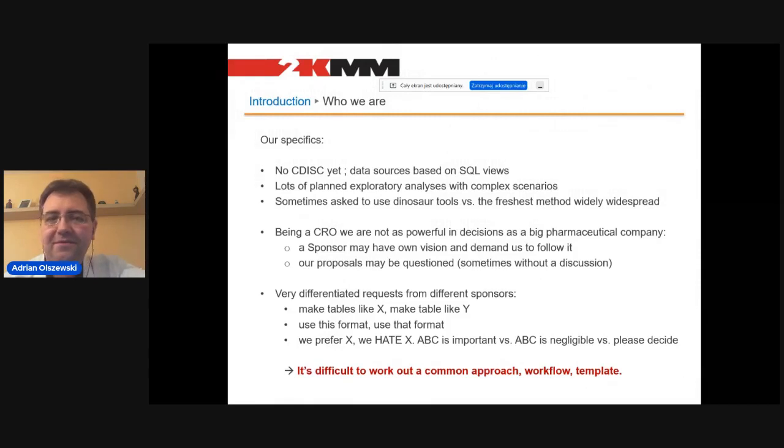Sometimes we are asked to use some dinosaur tools, let's say. Sometimes the freshest methods that are available, and we need to do this with R. Being a CRO, we are not as powerful as big companies, so we need to accommodate to what we are asked by the sponsors. Our proposals may be questioned, sometimes even without a discussion.